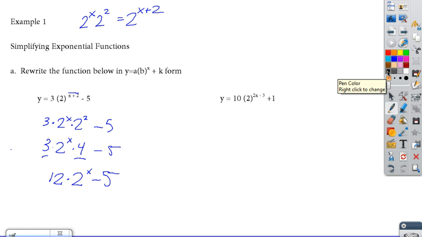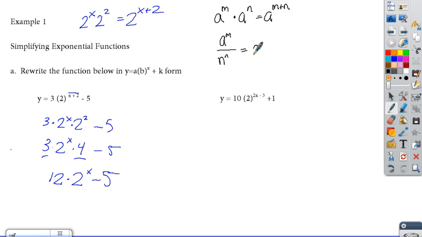And just as a quick refresher on what they are, we have a to the m times a to the n, and that's a to the m plus n. So addition and multiplication are one-to-one with each other. A to the m divided by a to the n equals a to the m minus n. So when you see subtraction, we're going to divide or have a fraction. And then last is a to the m, to the n, equals a to the m times n. So multiplication is associated with power of powers.